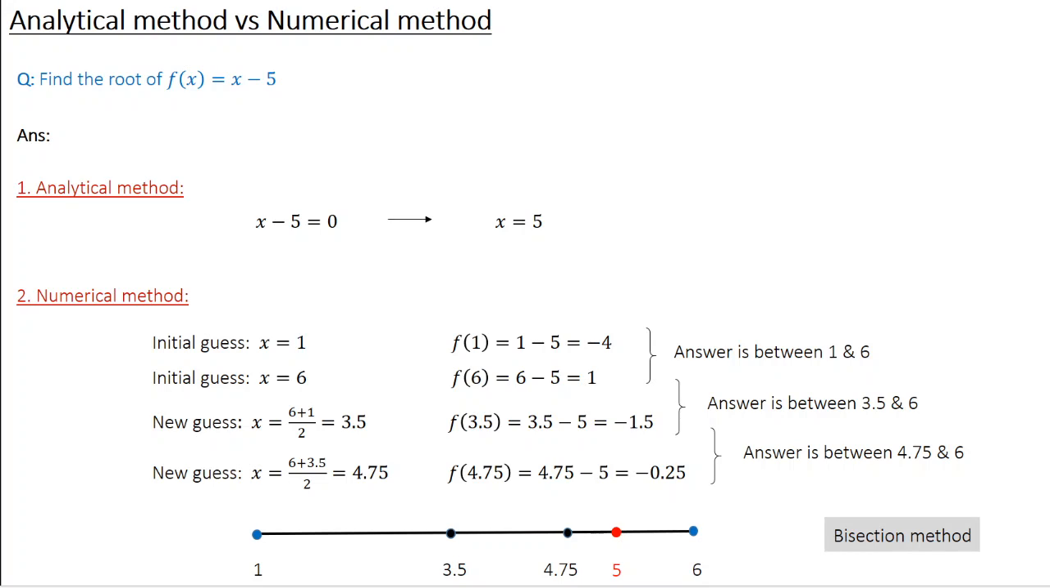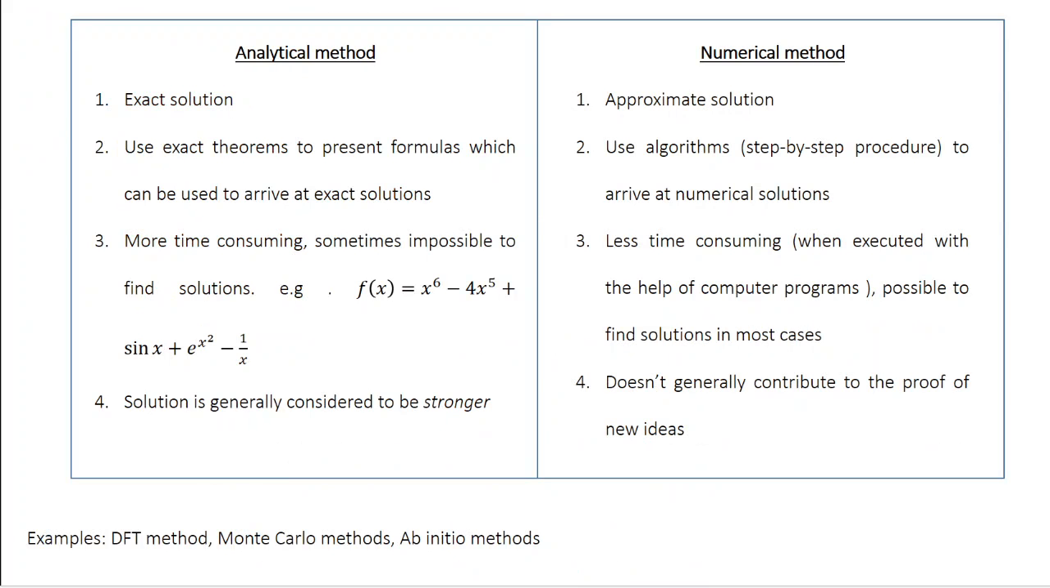Now let's try to understand some of the characteristics, features, or some of the basic differences between these two methods. As I said earlier, analytical methods give you exact solutions. On the other hand, numerical methods give you approximate solutions. In analytical methods, we use exact theorems to present formulas that can be used to arrive at exact solutions. On the other hand, in numerical methods, we use algorithms or step-by-step procedures to arrive at numerical solution.